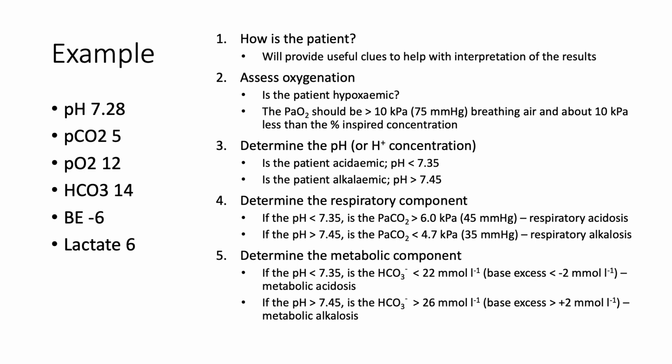Look at the respiratory component then. What's the CO2? The CO2 is normal. There's no respiratory problem. And then look at the bicarbonate and the base excess. A base excess of -6 means that you have an acidosis. A bicarbonate of 14 means the same. And the lactate of 6 gives you a clue. In the context of someone who has abdominal pain and a lactic acidosis, could this be an ischemic gut? And that's how you do your decision making.